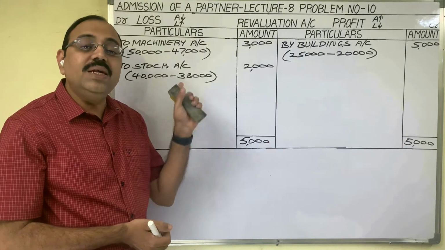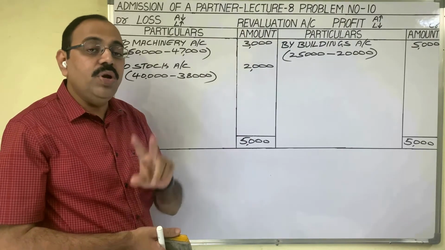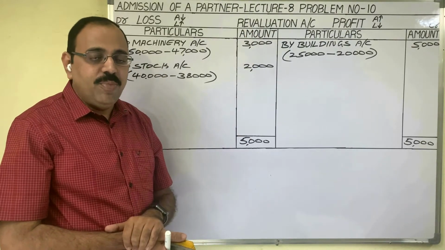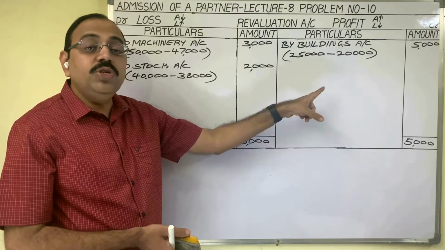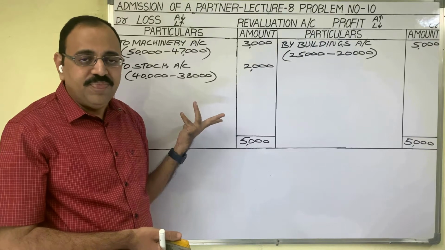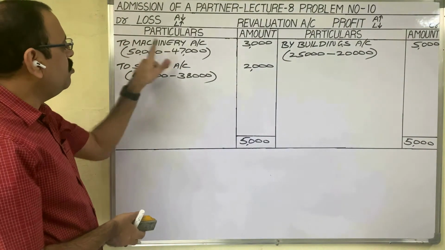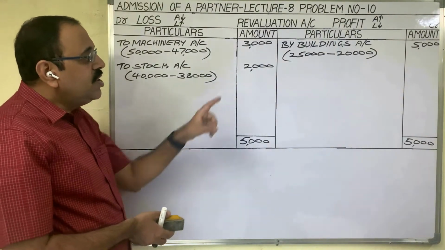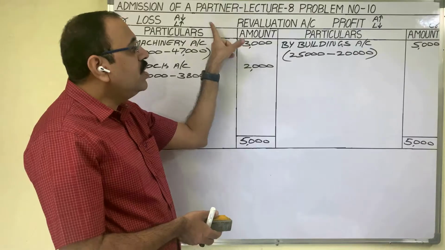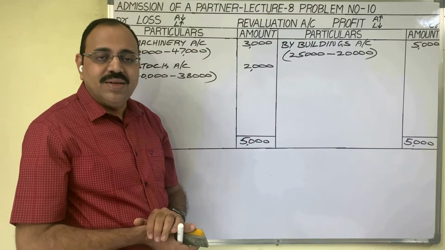Suppose you are writing journal entries for this problem. Related to the revaluation account, only two entries you have to write, because the revaluation profit or loss distribution entry we cannot write here. First entry is revaluation account debit to machinery account, to stock account. Second entry is buildings account debit to revaluation account. So the revaluation account is completed.